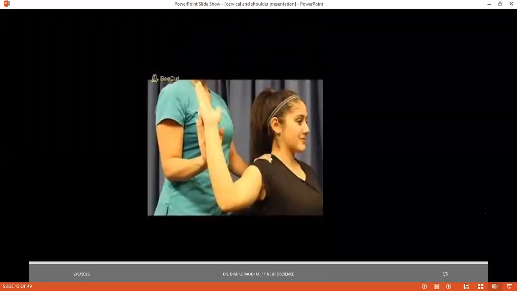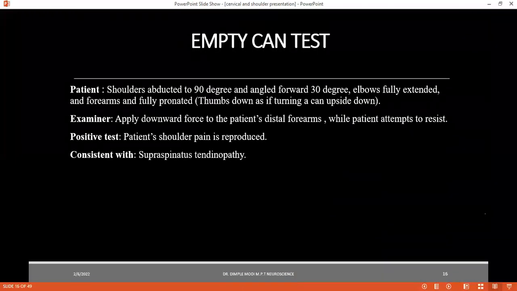Okay, like this position, if the patient is not able to hold this position, that means there is a rupture. And if the patient is able to hold the position and with pain he is able to do it, that means this is a tendinitis.